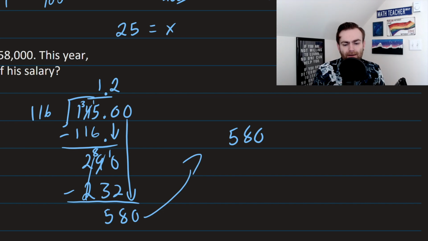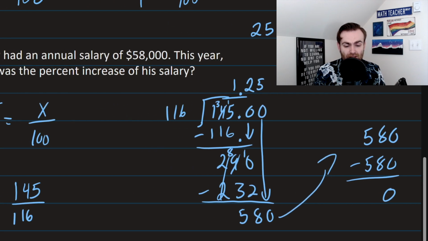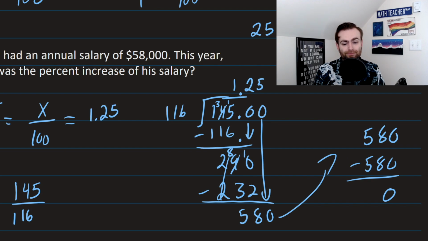Let's try 5. 5 times 100 is 500. 5 times 16 is very similar to timesing by 10 and dividing by 2. So 16 times 10 is 160, divided by 2 is 80. We actually get 580. Gives us a remainder of 0. So this whole thing reduces to 1.25. Surprisingly enough. To solve the final equation now, we'll just have to multiply both sides by 100. 1.25 times 100. X is equal to 125.